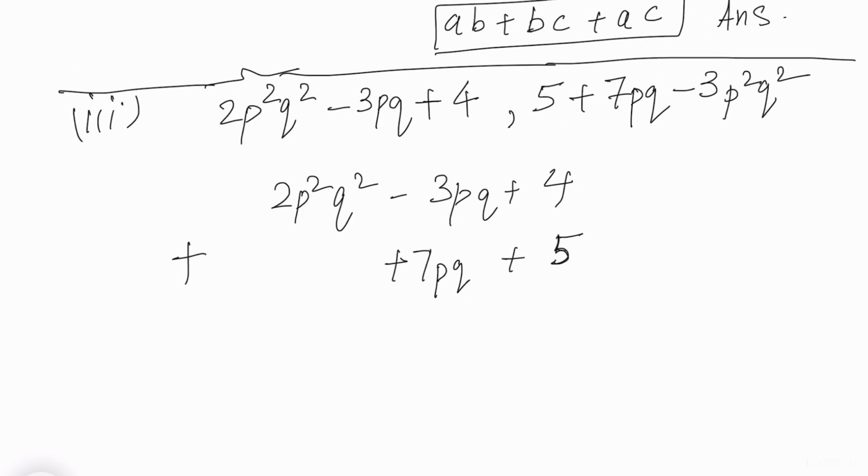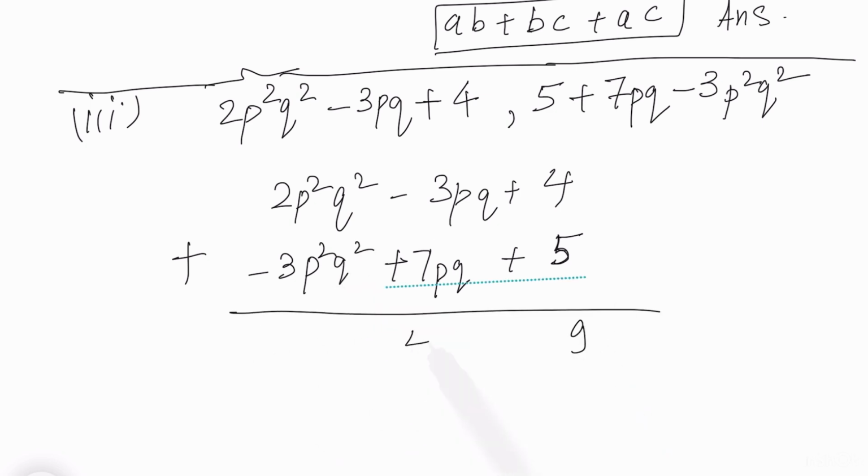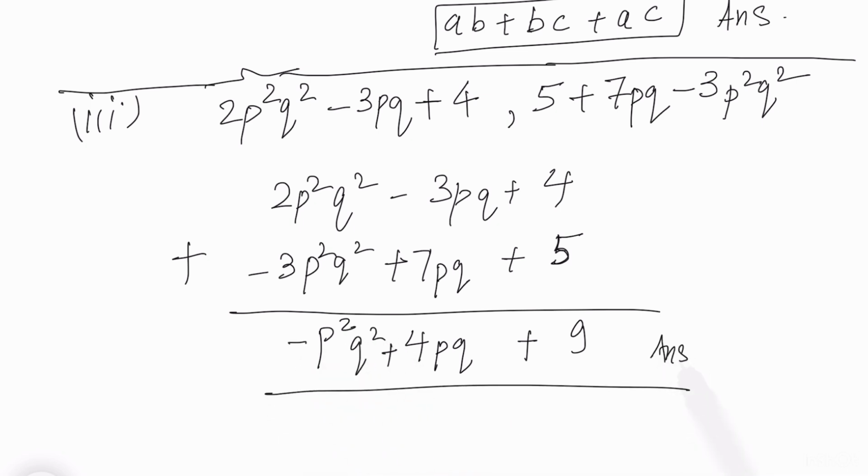Then it's p square q square, okay, minus 3p square q square, 9, 7 minus 3 is plus 4, okay, and minus 3 plus 2 is 1, minus 1, this is your answer, okay. Last question of addition we'll take up after we have solved subtraction, okay. Now I'll teach you how to do subtraction.